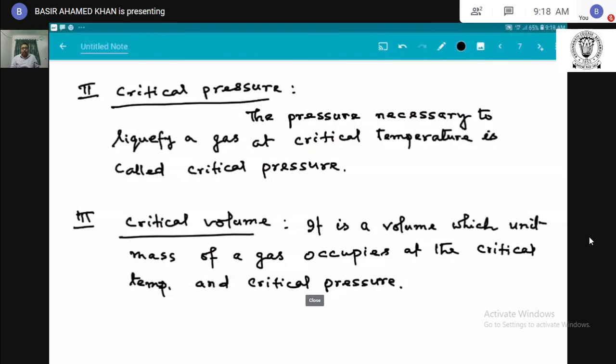This is the critical volume. Now the vapor and gas. What is the vapor and what is gas? In my next class I will talk about the vapor and gas.